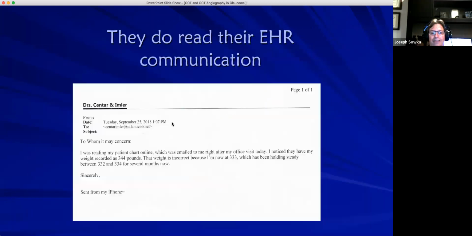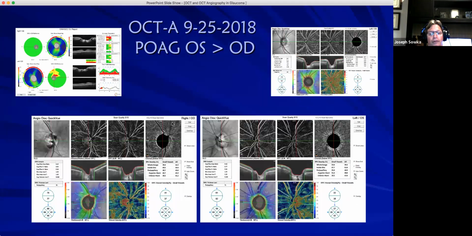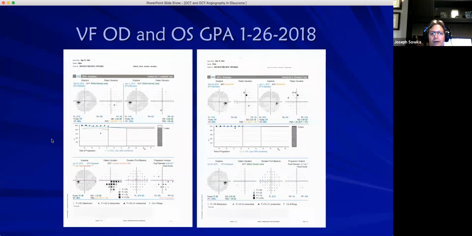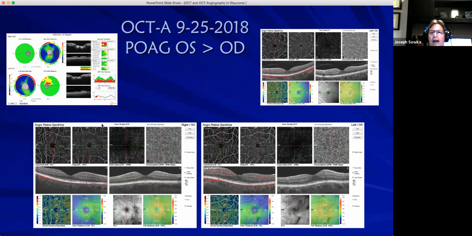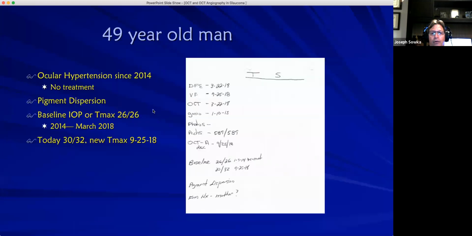Well, I'm going to end the polling and share the results, and the vast majority certainly agree that they're much more comfortable with OCT and OCT angiography in glaucoma. So going back, a couple other questions.